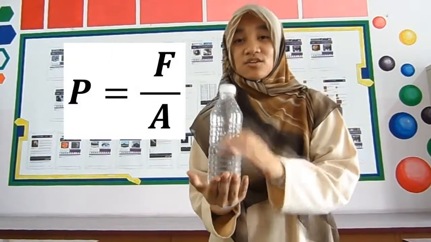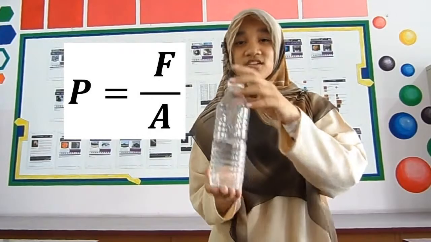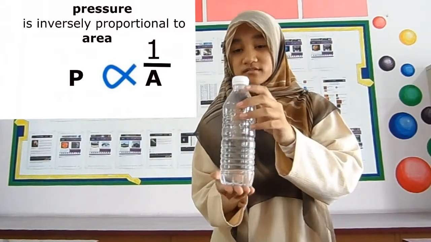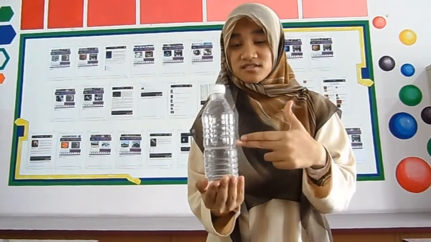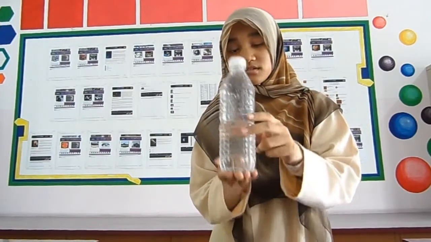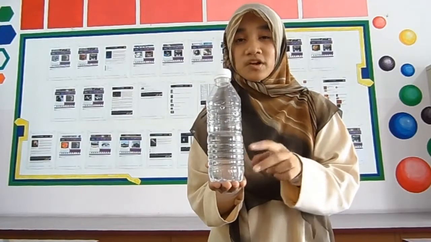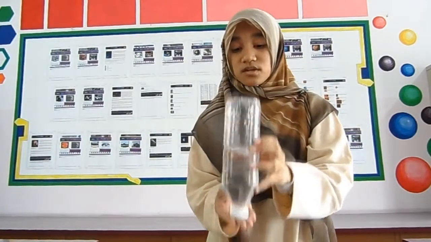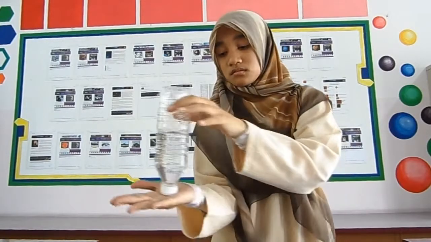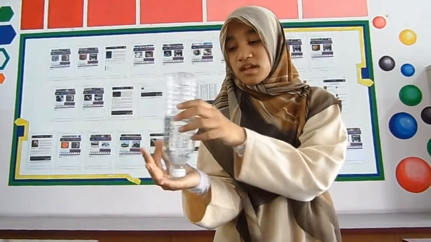Back to the formula, P equals F over A. Pressure is inversely proportional to area, because we assume that the force is constant. As you can see, when I put the base of the bottle onto my hand, the surface area is larger, which means pressure is lower. But when I put the lid on my hand, the surface area is smaller. Hence, the pressure is higher. Now, discuss with your friends what pressure is and search around your surroundings for objects that produce pressure, whether high or low.